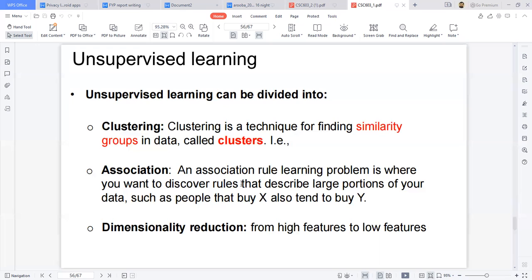Yes, I know, I've tried it. So you can find the association, the correlation. For example, if a person buys bread, he will also buy jam. So you will find the association or correlation. Third one is dimensionality reduction. It's from higher features to fewer features. For example, if we have 100 features, 100 columns, you can reduce them to fewer columns, maybe 10 columns. So, clear? Yes, it's clear.